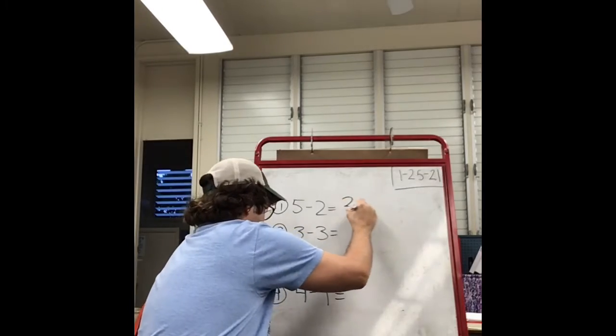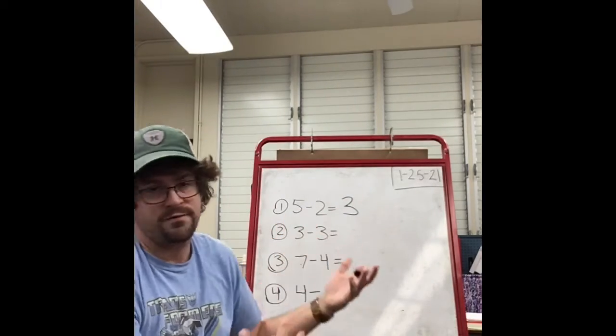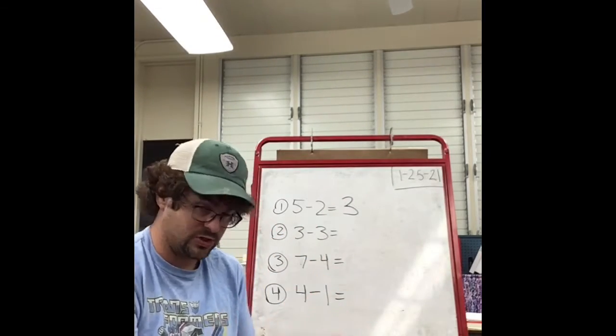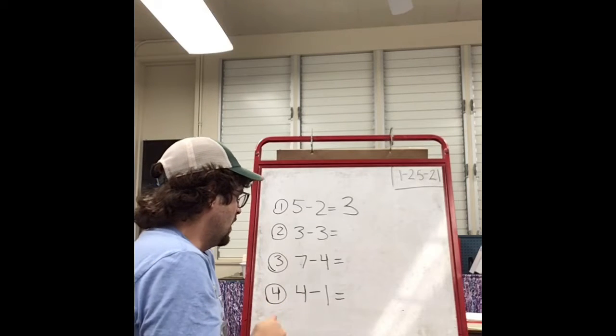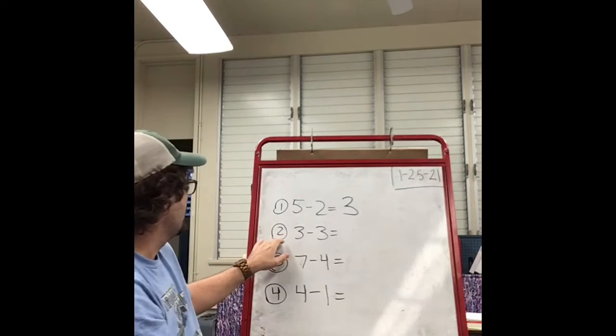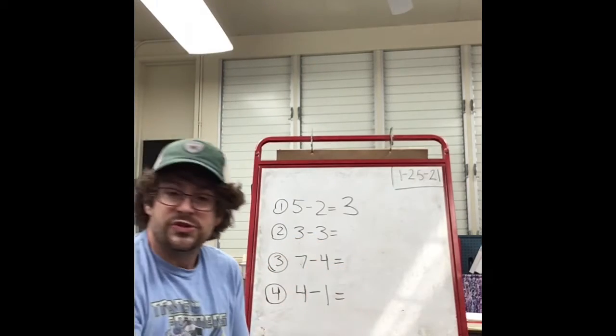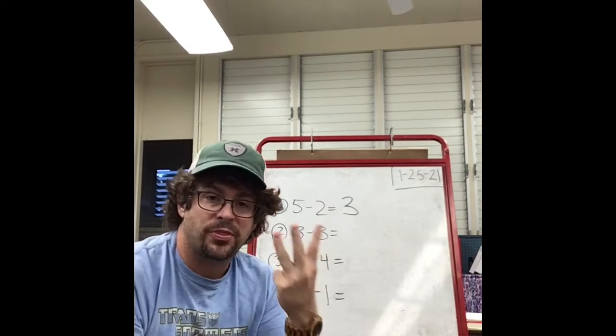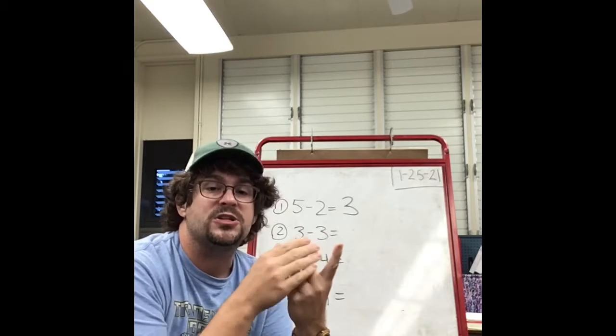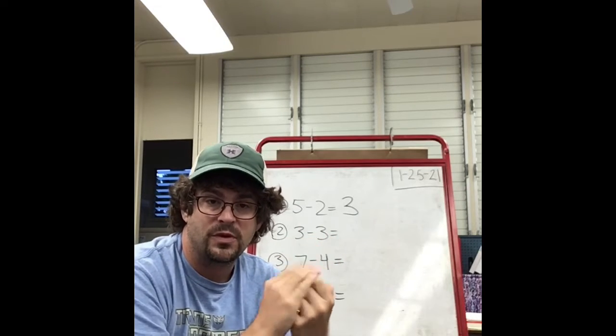If you don't have pictures and you don't already know what 5 minus 2 is, you can use your fingers to do that. I put another one up here, 3. So number 2 here is 3 minus 3. You could always do this with your fingers. Again, you put up 3 fingers. You take away 3 of them, and what's left over?